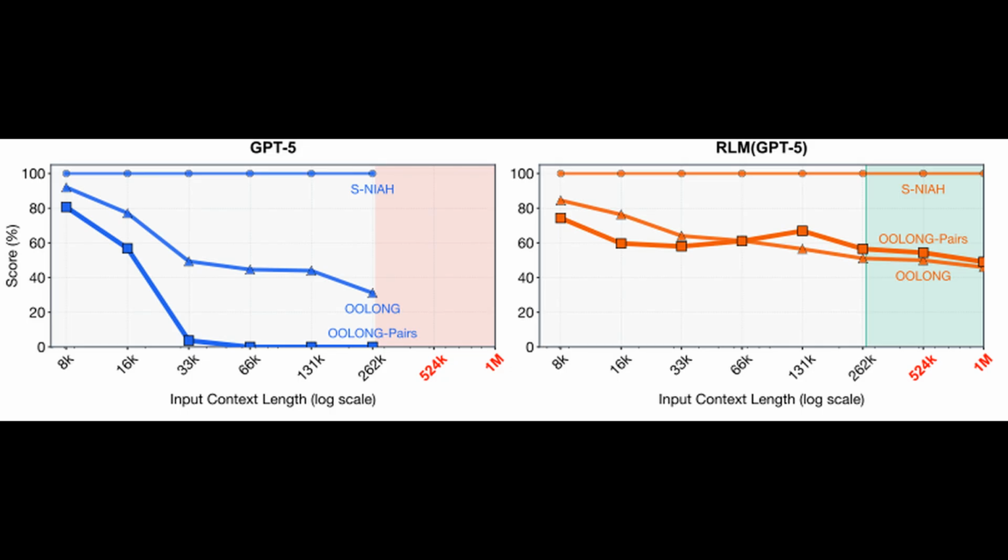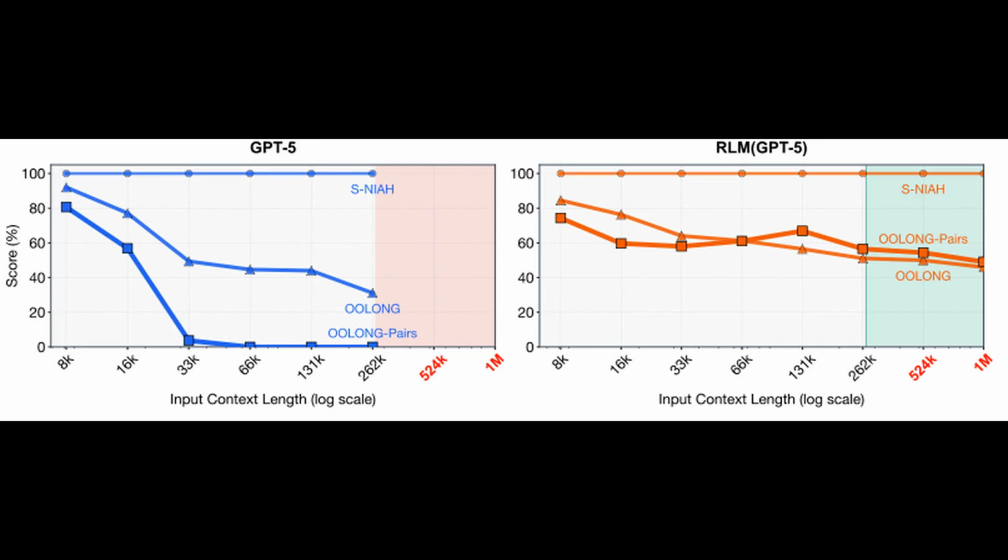And OOLONG pairs, which require pairwise reasoning. What jumps out at me is how quickly the performance of GPT-5 degrades as the context length increases, especially for the more complex tasks. For OOLONG pairs, it drops to nearly 0% by the time you hit 30K tokens. Right, and notice the red shaded area on the left graph. That represents input lengths beyond GPT-5's context window of 272K tokens. The base model simply can't handle inputs that large.